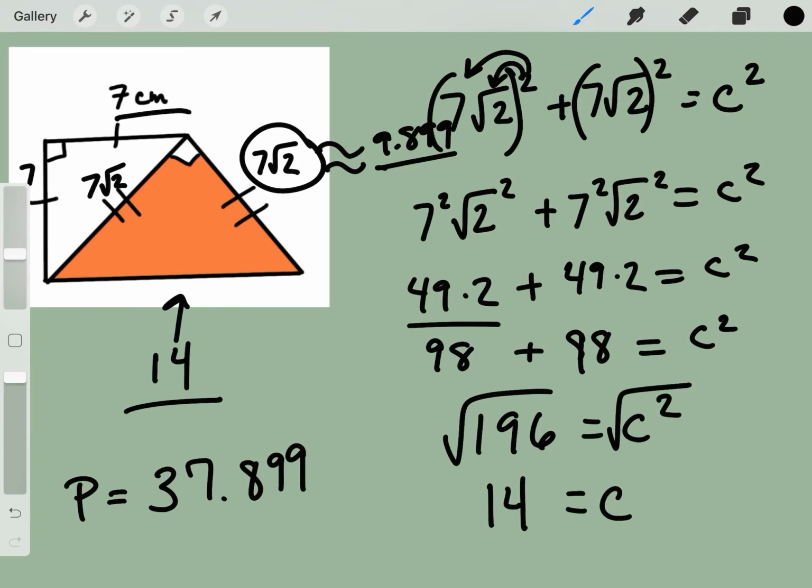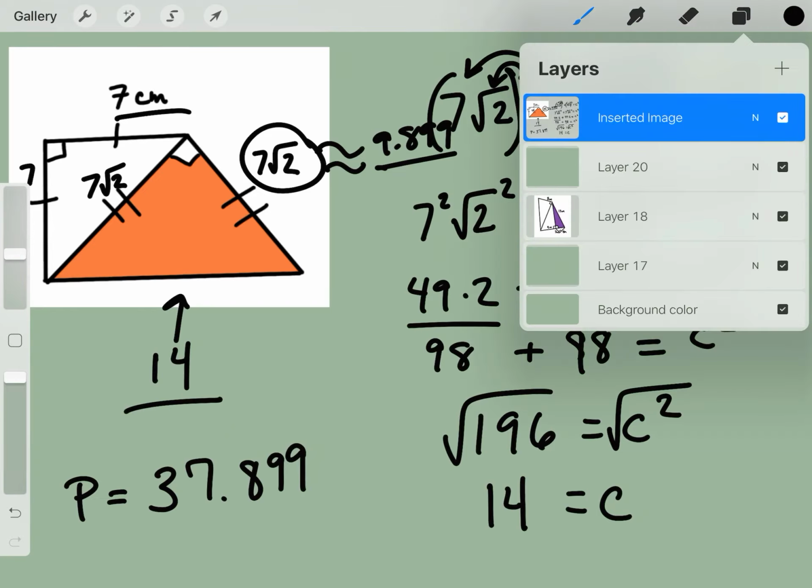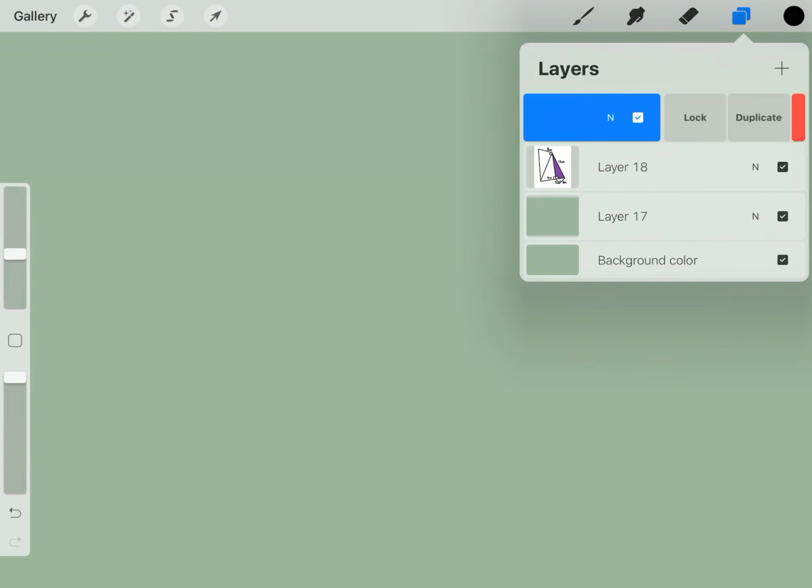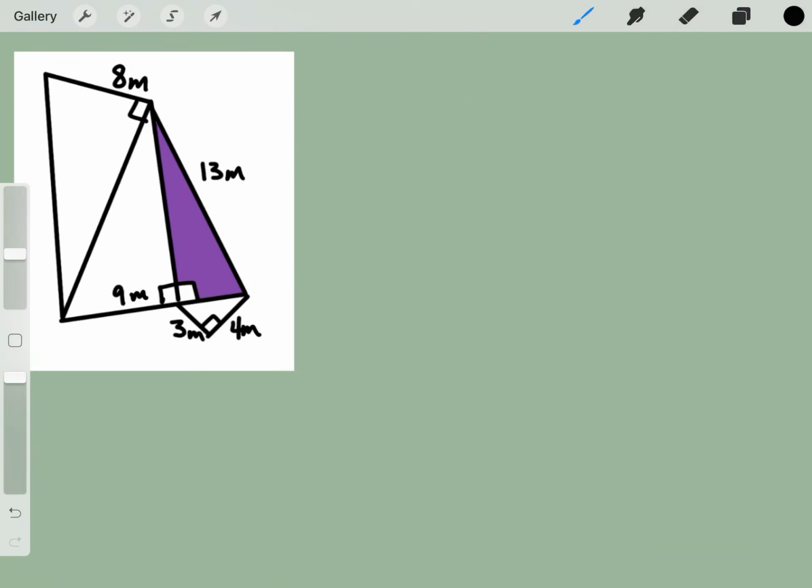All right, last one before we are done for the day. Here I have a problem that I would like you to solve for the purple area first. Find the area of the purple figure first.